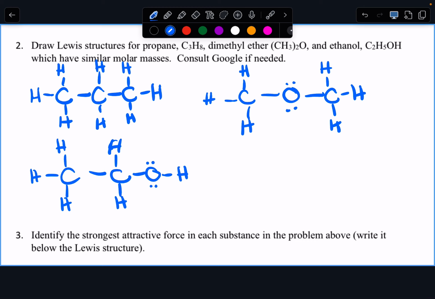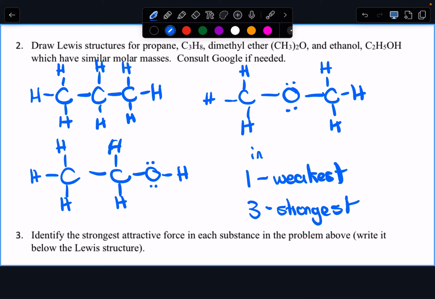Once you get those intermolecular forces, why don't you rank them? So let's say 1 is the weakest and 3 is the strongest. So ranking them from increasing strength.